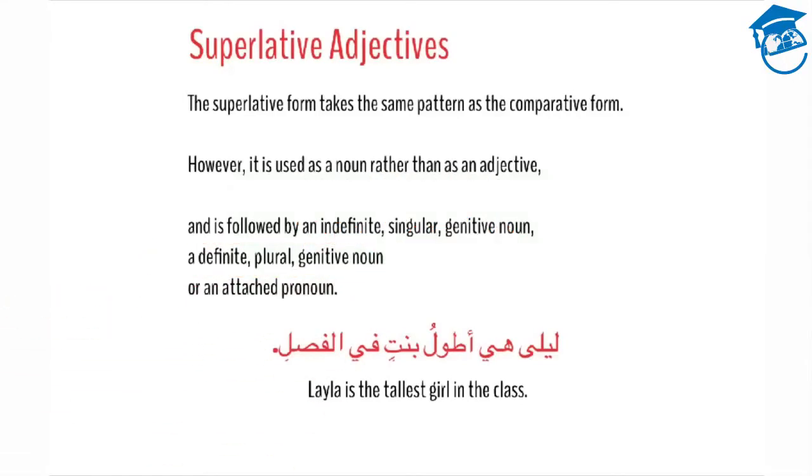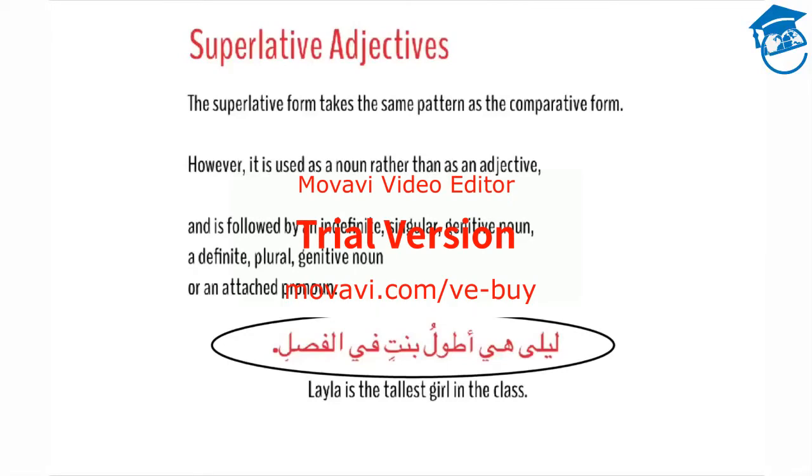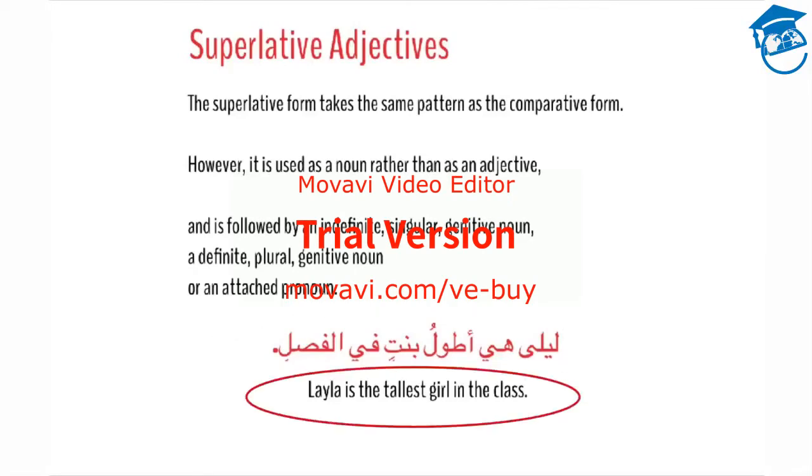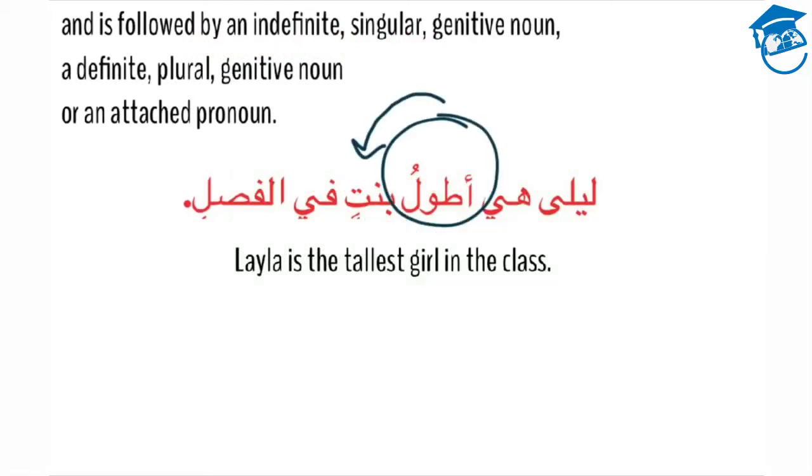Let's look at an example. Layla hiya atwalu bintin fil fasal. Layla is the tallest girl in the class. In this example, atwal, the superlative, is followed by bintin, which is an indefinite singular noun in the genitive case.